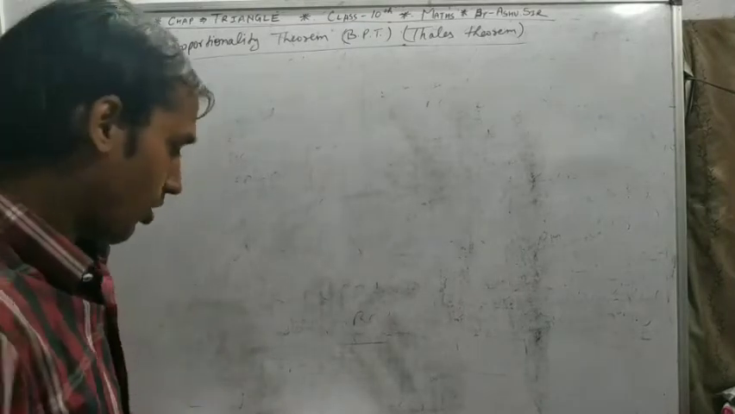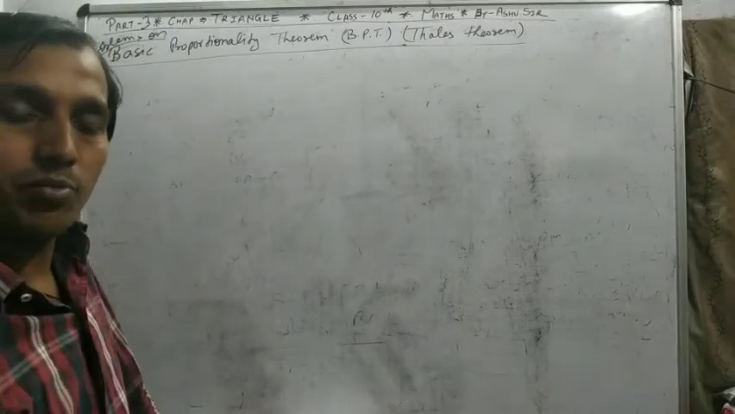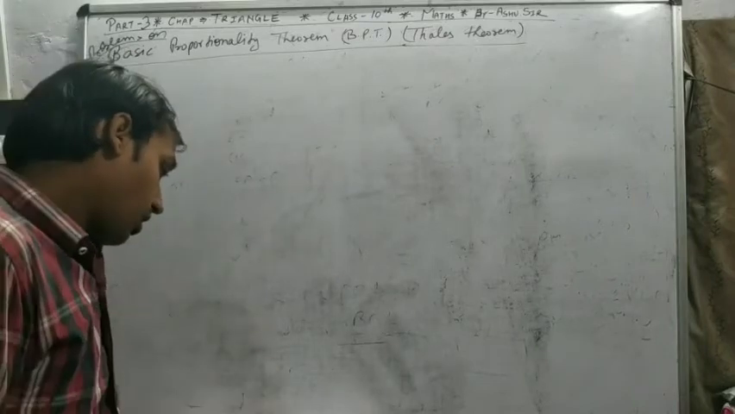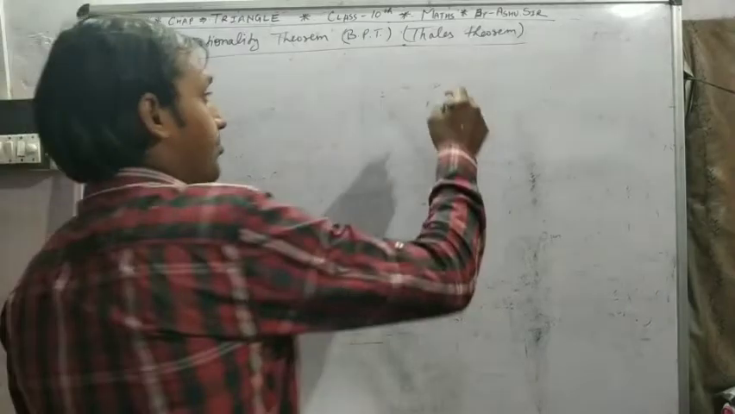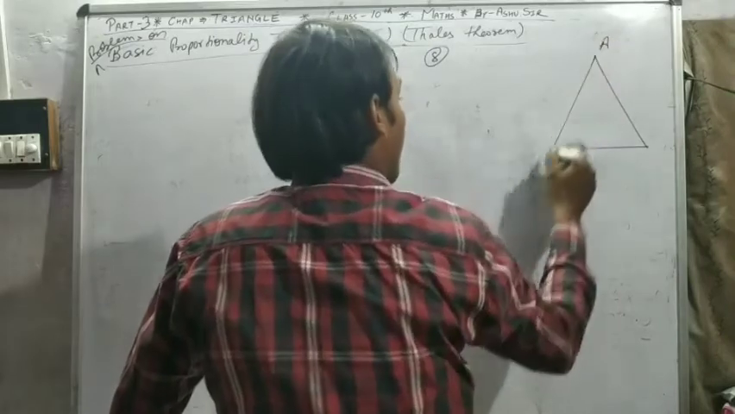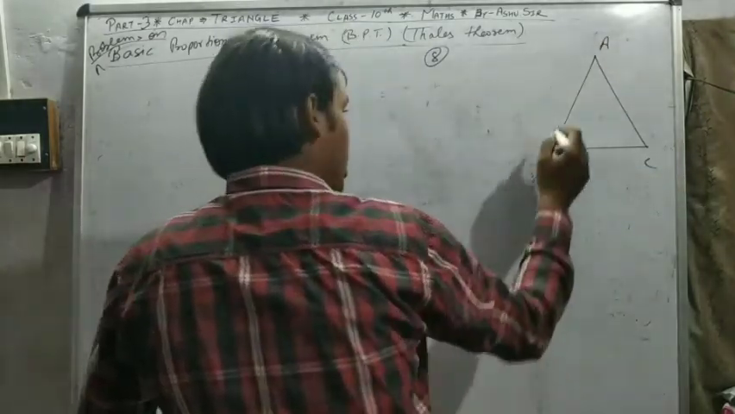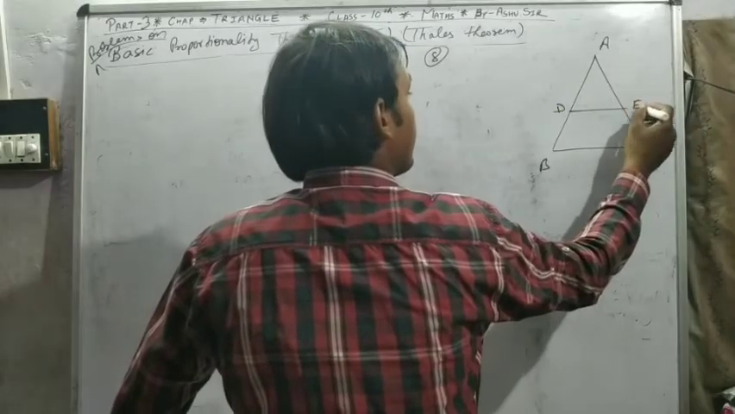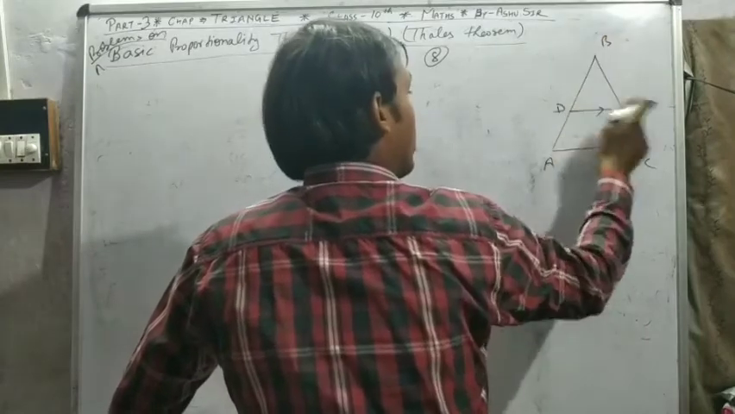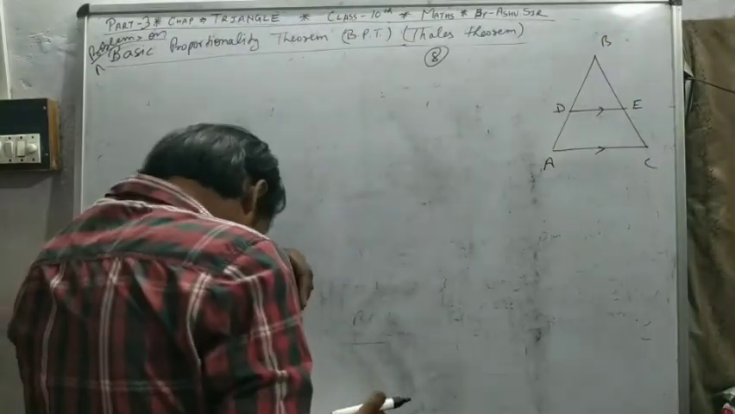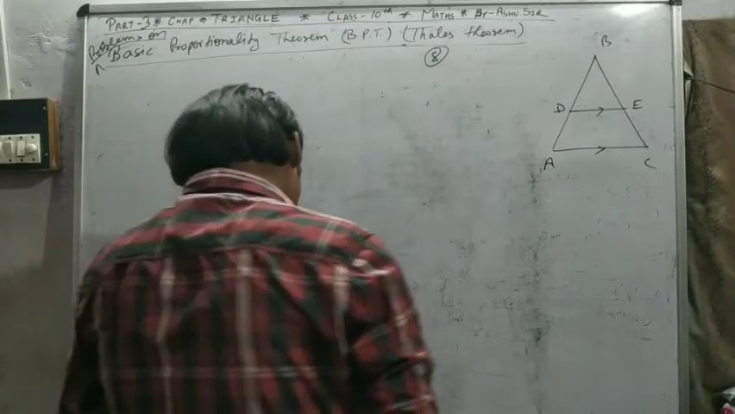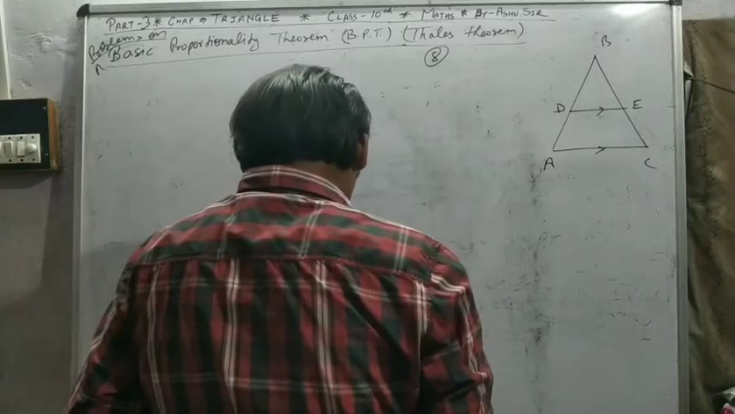We read the question. We take the next video for explaining the problems based on BPT proving part. So question, in the given figure of triangle ABC, DE parallel to AC, if DC parallel to AP.